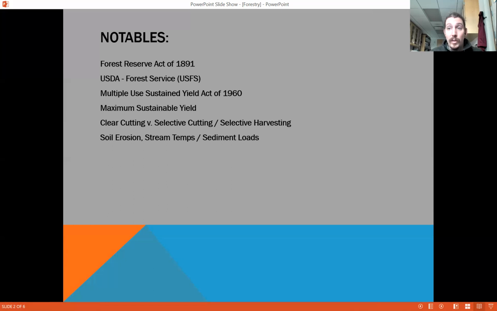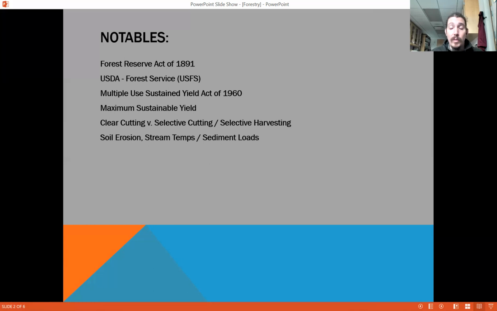Eventually, probably the most significant law for you to understand, both for the case study and for just understanding forestry in America, in 1960, the Multiple Use Sustained Yield Act was passed. And what this act basically says is the forest reserves are to be managed for use by multiple interested parties, and their interests are to be balanced.